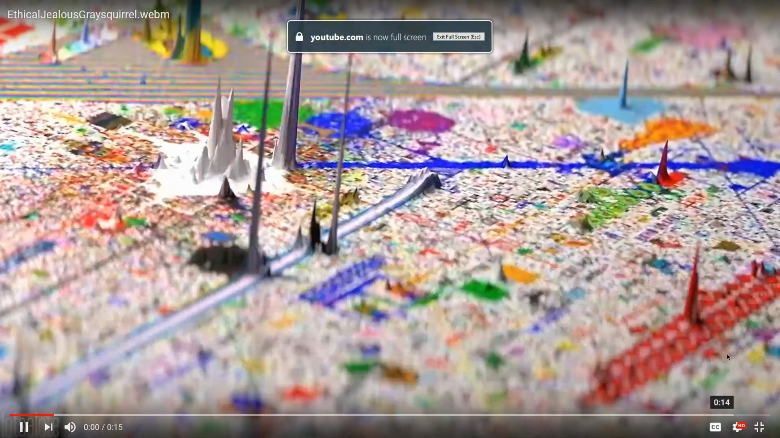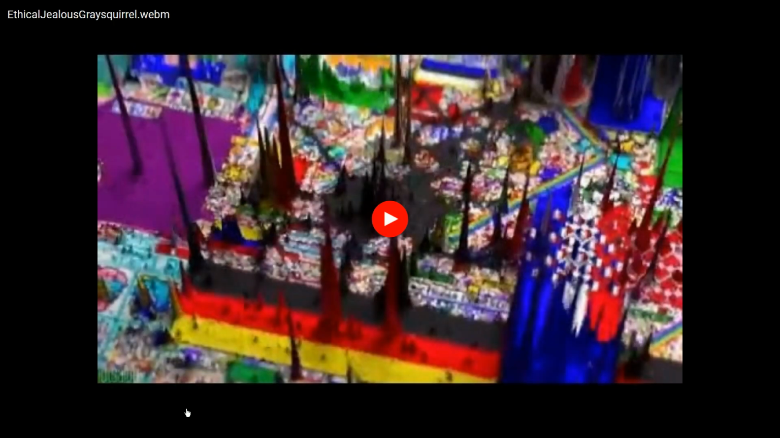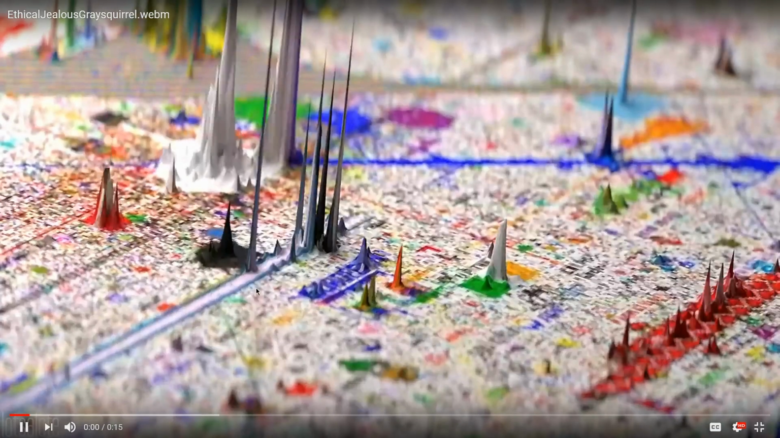So here's the overtime version of this. All the pixels are going, and the height here is how many clicks on that pixel. So the higher it is, the more people are clicking on that one pixel. And again, you can see there are certain areas of the map where there's lots of activity. People are fighting over pixels quite a bit.